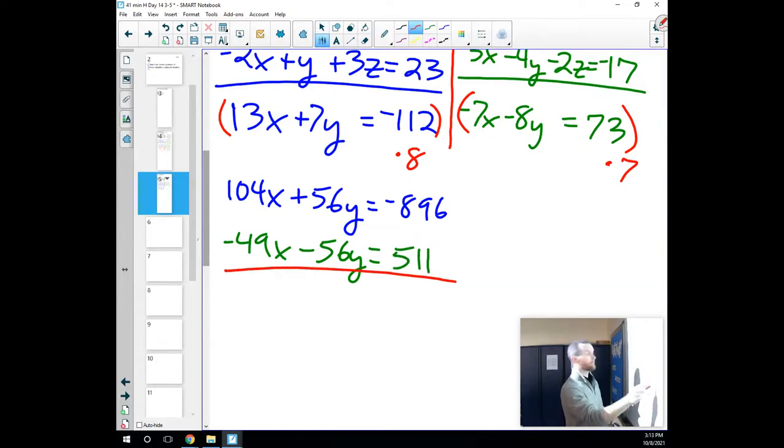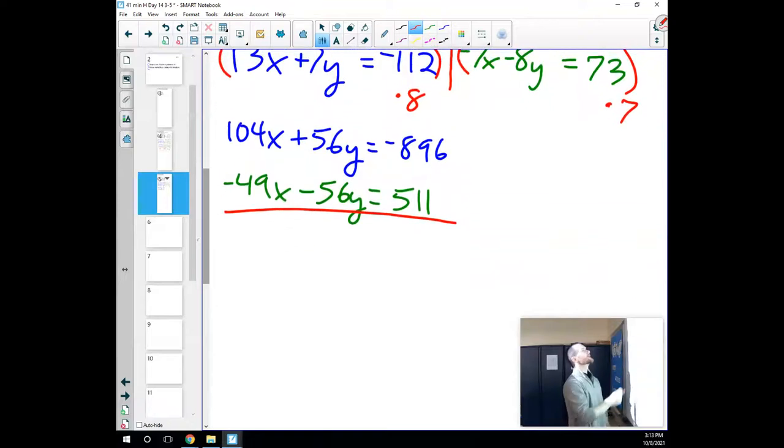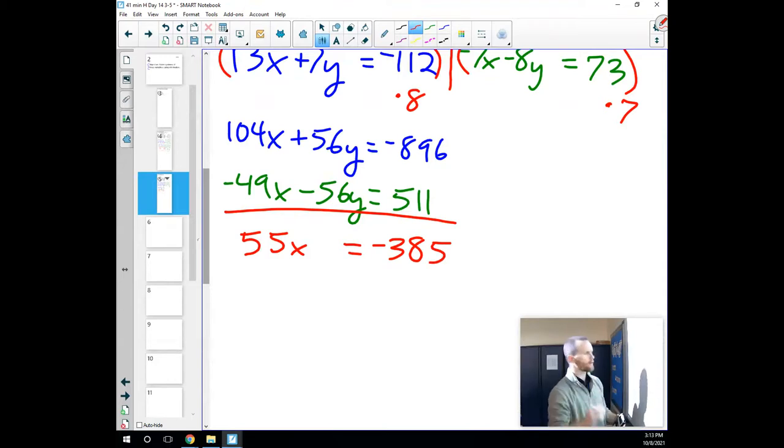Now it's time to eliminate. Combine to eliminate one of our variables. Let me see. 104 minus 49 is going to be 55x. 55x, 104 minus 49. Yep, so far so good. The y's cancel out, which is what we wanted. Equals, I don't know, negative 896 plus 511, negative 385. Done it completely in my head with no help at all. You all saw me.